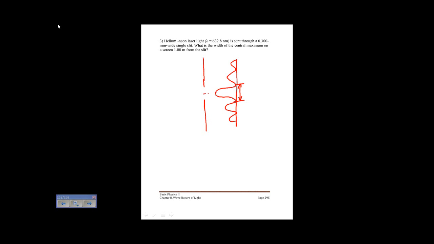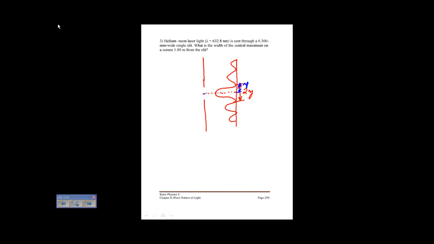Now, I'm going to say that this is a distance 2y because the distance from here to here is going to be a distance y. And I'm going to solve first for y, and then to find the width of the central maximum, I will find 2y.